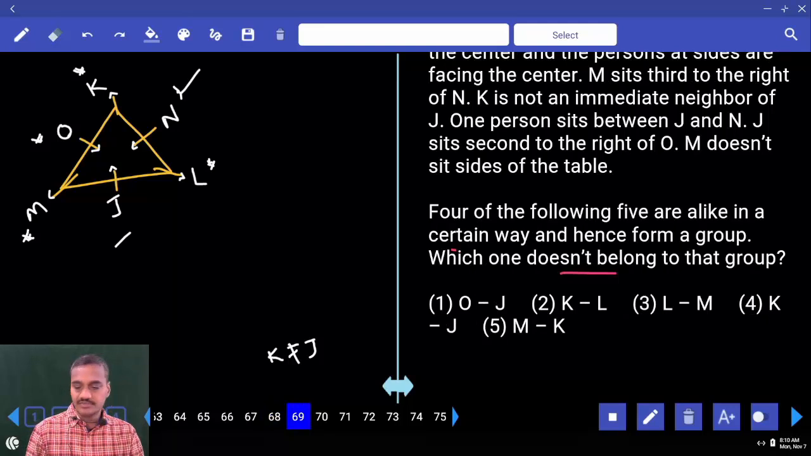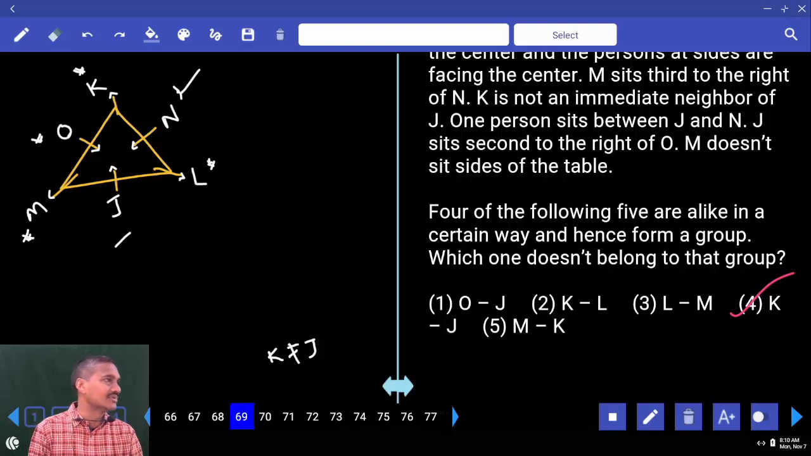Then 69. Find the odd one out of the following. O and J, there is one person between these two, K and L. There is one person, L and M. L and M, there is again one person, K and J. K and J, there are 2 persons, hence choice 4. M and K, there is exactly one person. Except in choice 4, in the remaining there is exactly one person.